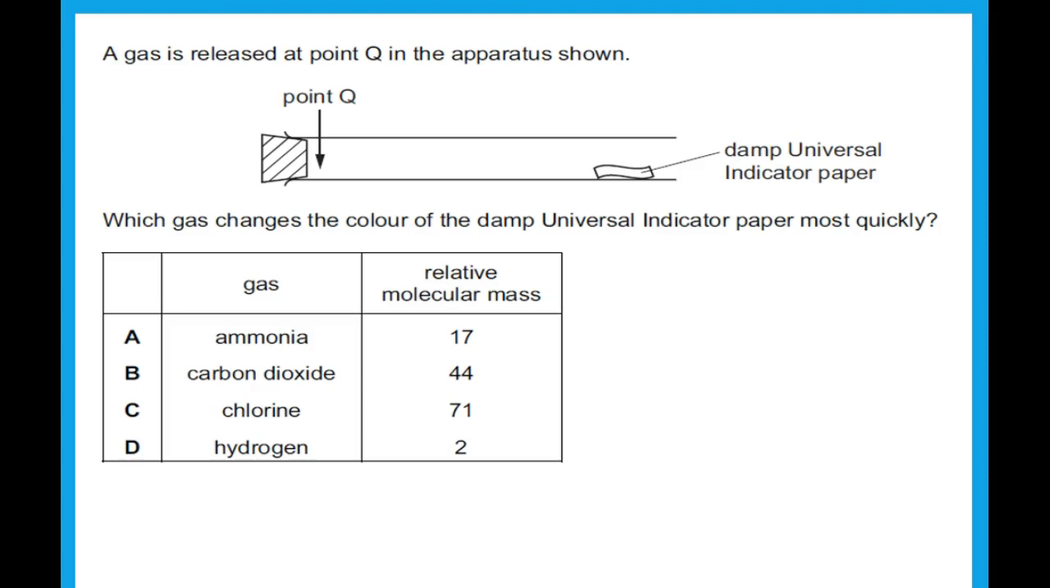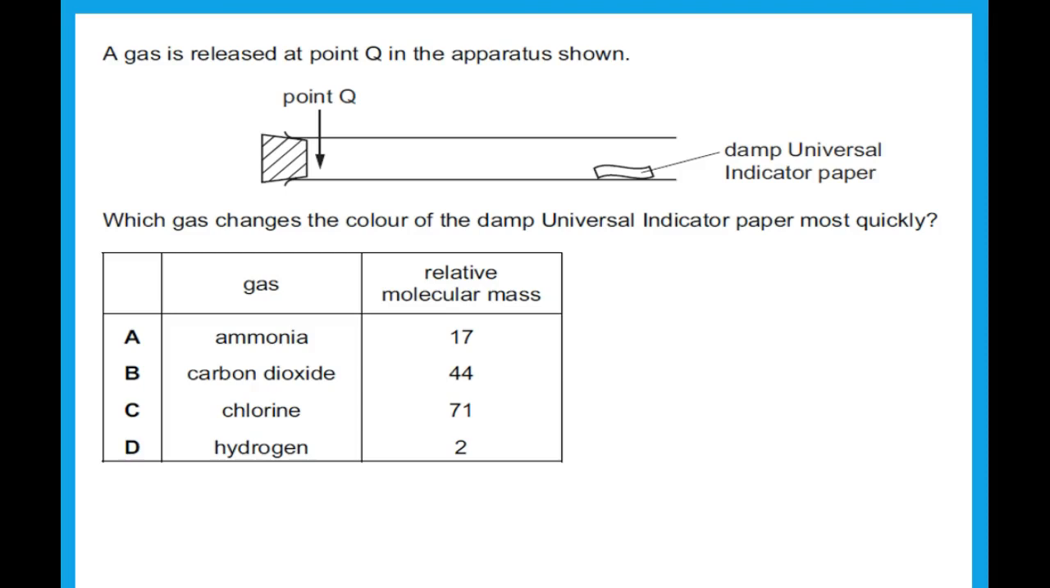Now that is the key. We're not saying which gas will diffuse most quickly. We're saying which gas will change the color of the damp universal indicator paper most quickly. So if we're saying which one would diffuse most quickly among these choices, we're looking for the one with the smallest relative molecular mass. So actually hydrogen, with the smallest relative molecular mass, would diffuse faster.